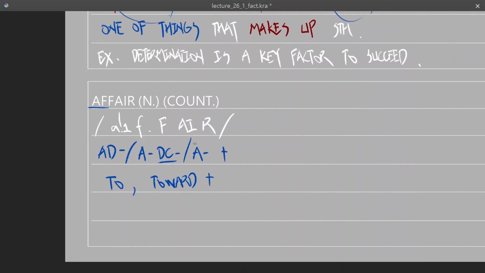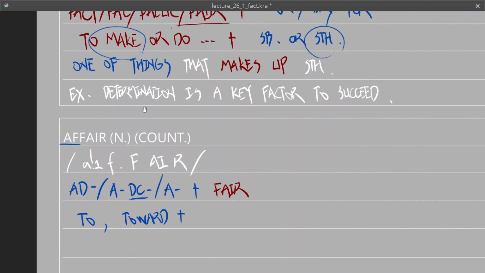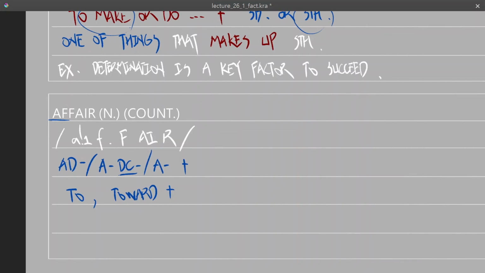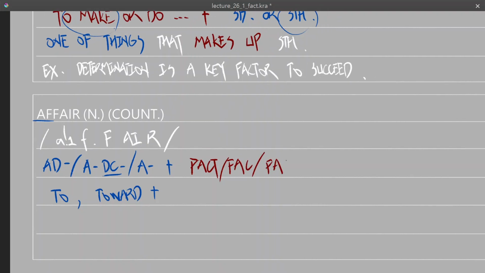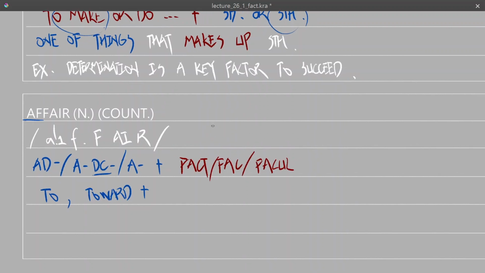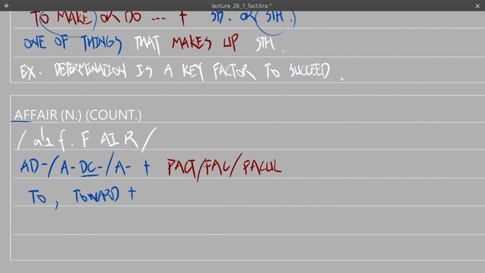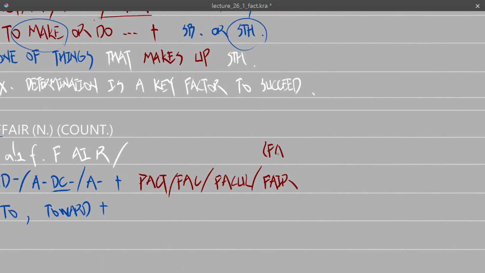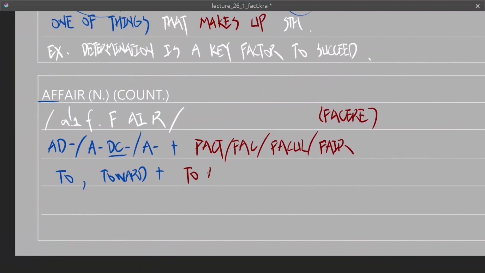And we have fair. Or let's review the whole form. The whole form would be fact, tackle. The first group would be drop T. So fact, fact, tackle, fair. That's from fact, you need to make or do something.